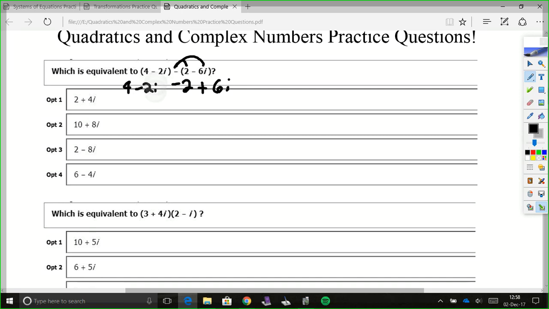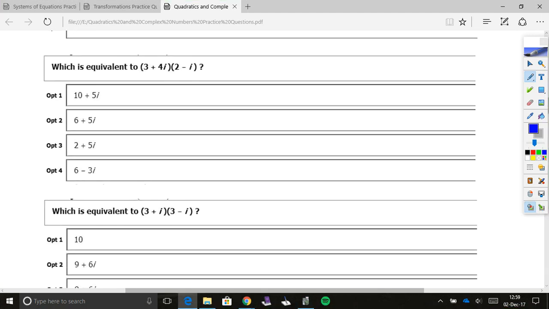The first group we can keep the same. It's the second group we need to change. So if you combine your like terms, you've got 4 and then minus 2. 4 minus 2 is 2. And then you have the i term. You have a negative 2i, and then you have this plus 6i. So negative 2 plus 6 would be positive 4i. Again, it's just combining like terms.